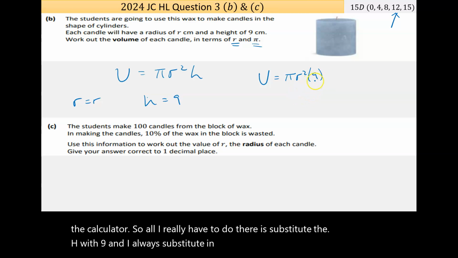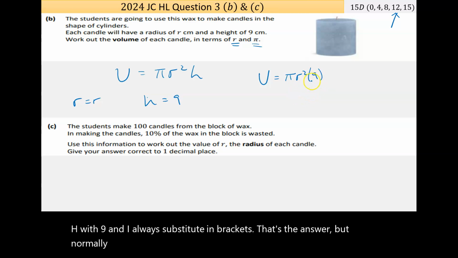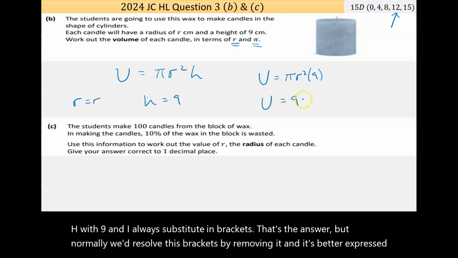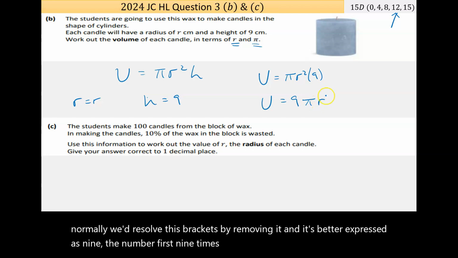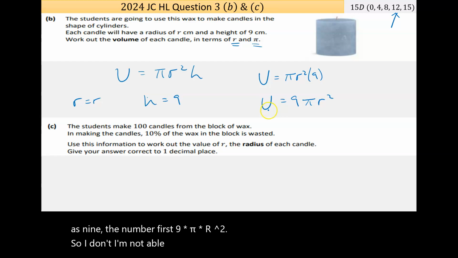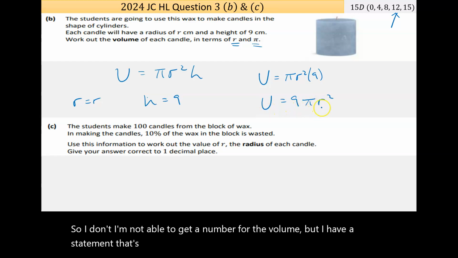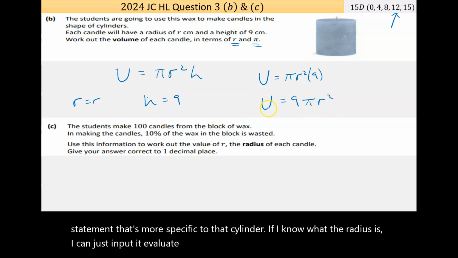Now that's the answer, but normally we'd resolve the brackets by removing them, and it's better expressed as the number first, 9 times pi times r squared. So I'm not able to get a number for the volume, but I have a statement that's more specific to that cylinder. If I know what the radius is, I can just input it, evaluate it, and get the volume.